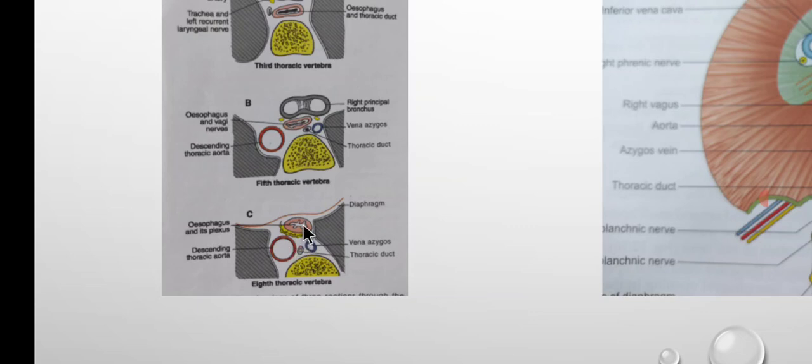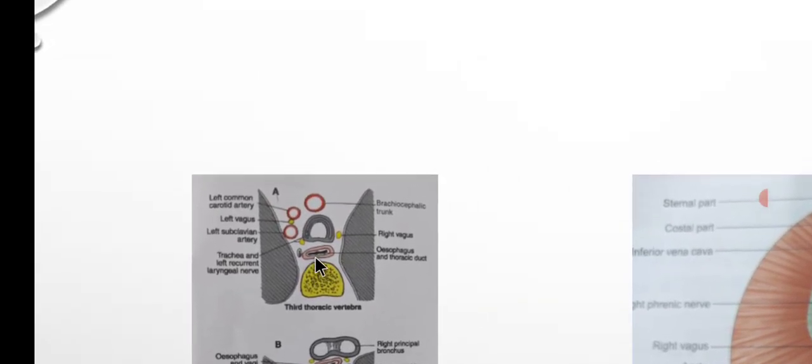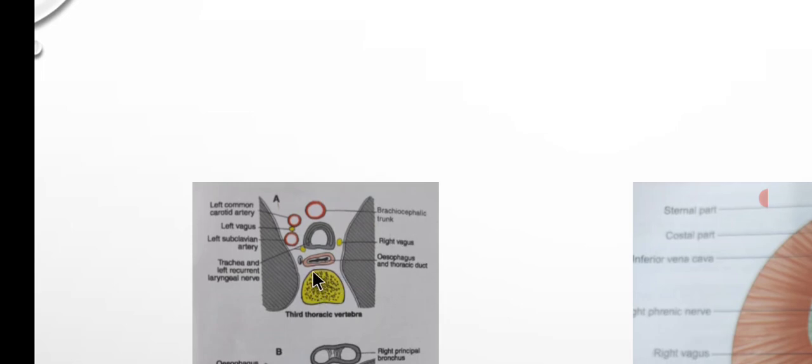Okay, then the next is at the level of the superior mediastinum. So in the superior mediastinum, anteriorly there is the arch of aorta. Here you can see this is the arch of aorta, and the origin of the subclavian artery is there at this level. Then again posteriorly the vertebral column is there on the right side.